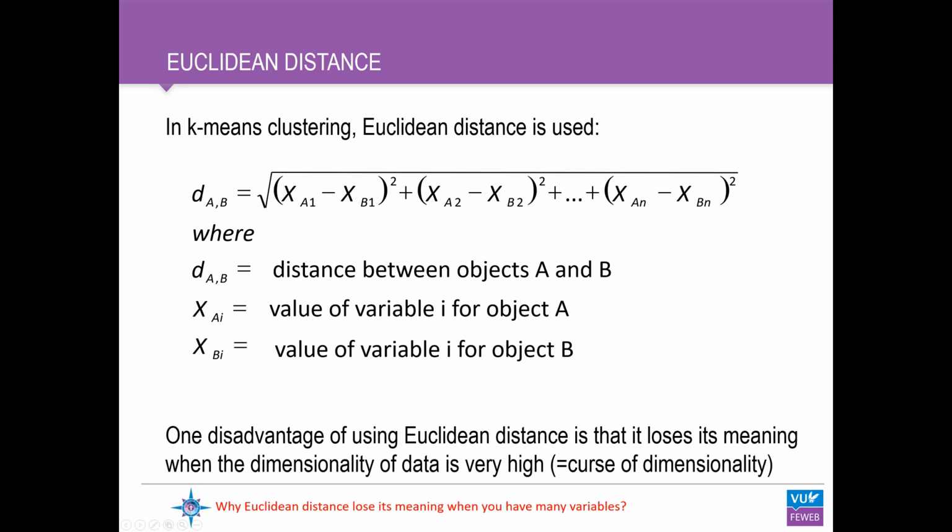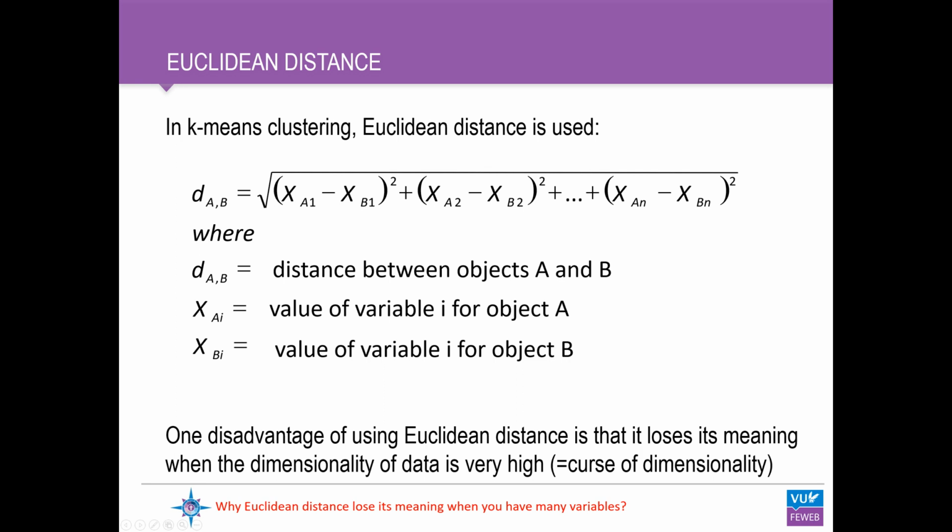This x is a value for variable 1 for object A, and this x is a value for variable 1 for object B. Now you see I subtract the two, right, because I want to see how these two objects differ with respect to that variable, and I square it to make sure that negative values are now also positive. And then I sum it with the differences on all the other variables. So this is for the second variable, and this should continue until the nth variable.